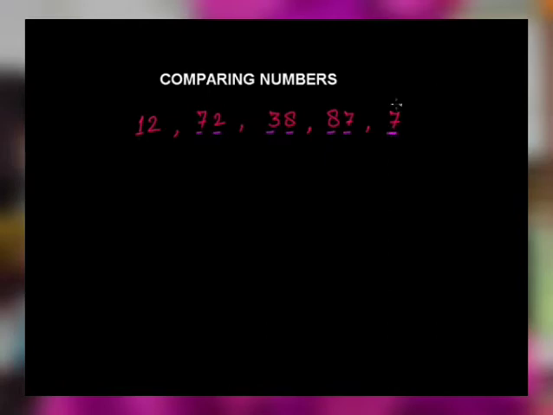Therefore, this is the smallest number. Since this number has only 1 digit and all the other numbers have 2 digits, therefore this is the smallest number. Therefore, the smallest number is 7. Okay, now let's find out which one is the largest number.